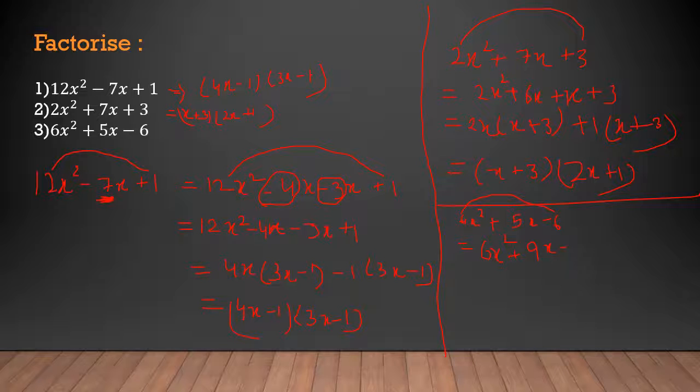So that 9 into minus 4 equals minus 36, and we will take common 3x from here. We will get 2x plus 3. Again minus 2 is common, and here 2x plus 3. So the factorization of this question is 3x minus 2 into 2x plus 3.